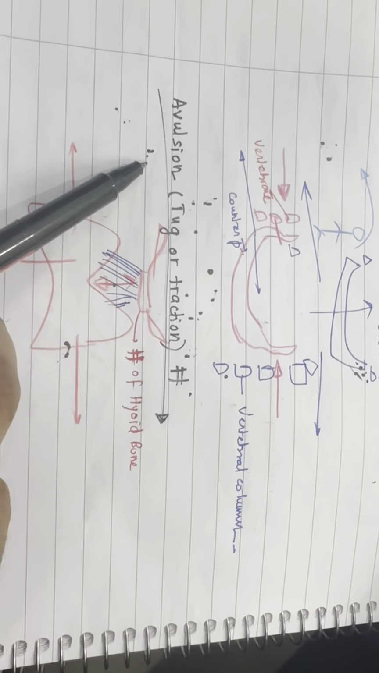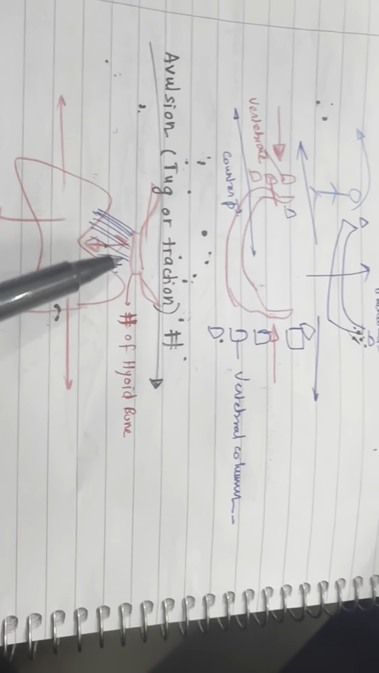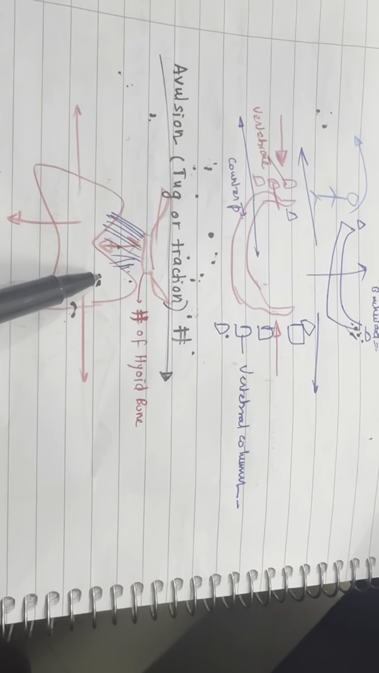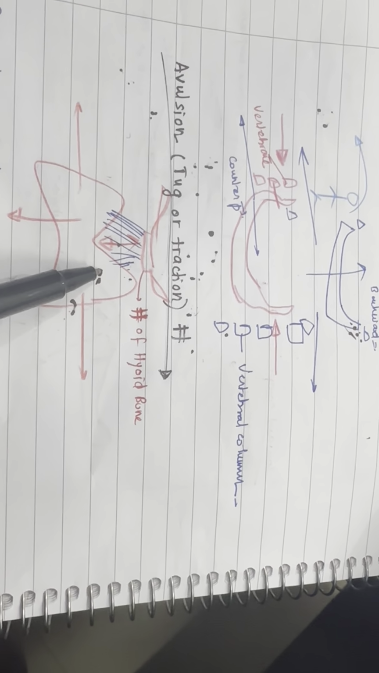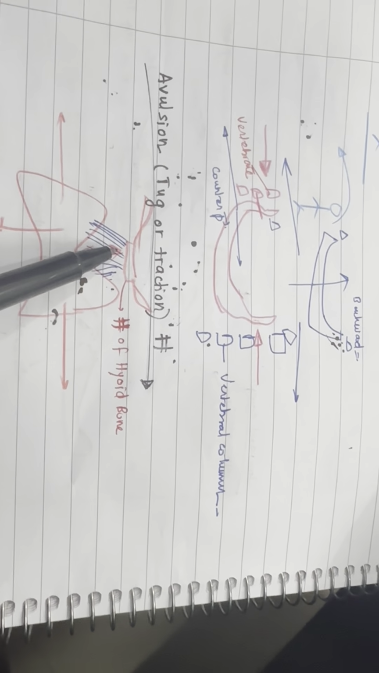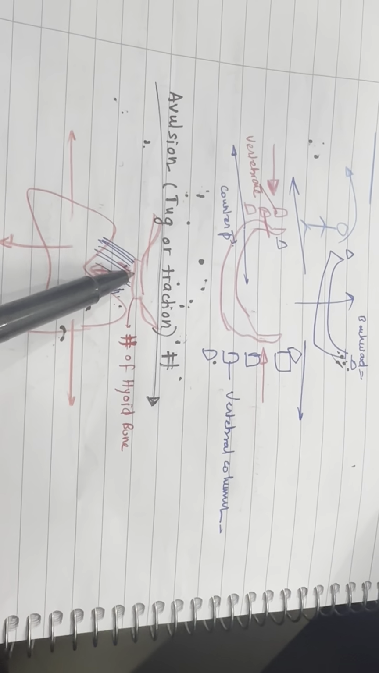Next is avulsion fracture, or tug or traction fracture. The violent lateral or downward movement of the thyroid cartilage, or the pressure between the cartilage and the hyoid bone, will produce traction through the thyrohyoid ligaments, leading to fracture of the hyoid bone.